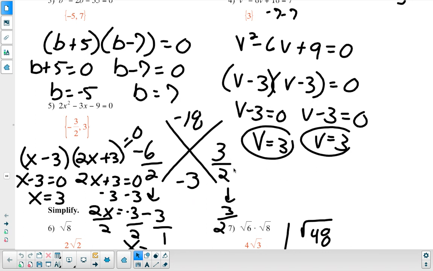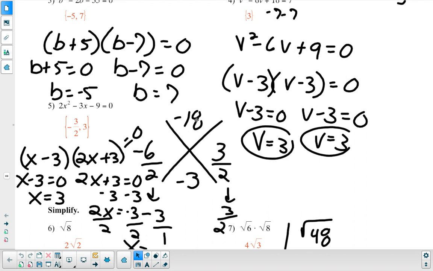All right, for number 5, we are lucky that it's already set equal to 0. However, this is quadratic form, but it's one of those problems where we have the number in front, and similar to what we did above, we are going to have to do our x method that we've talked about. So we're going to take the 2, multiply it to the negative 9, and that's where the negative 18 came from in my x method here. And the negative 3 came from here because I want two numbers that multiply to give me negative 18, but still add to give me that middle number of negative 3. So I came up with negative 6 and positive 3.